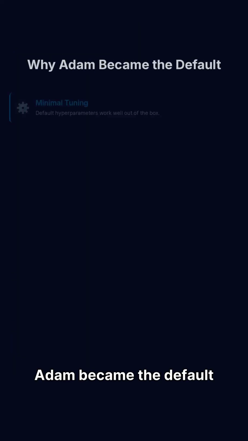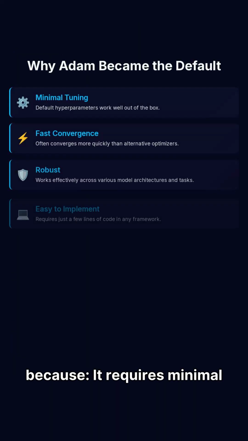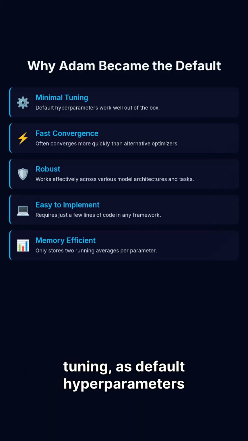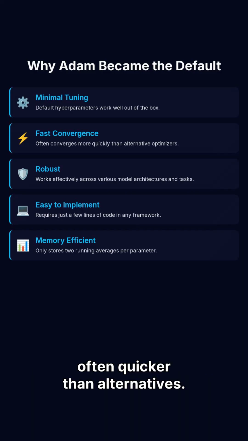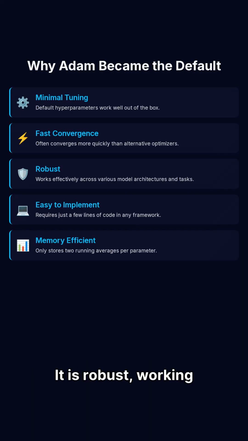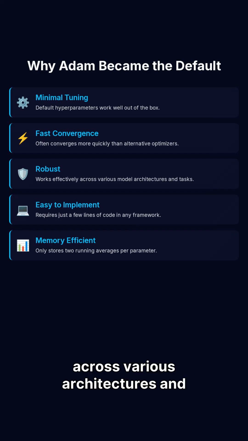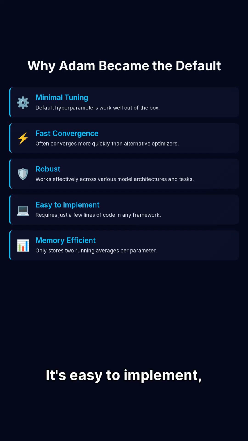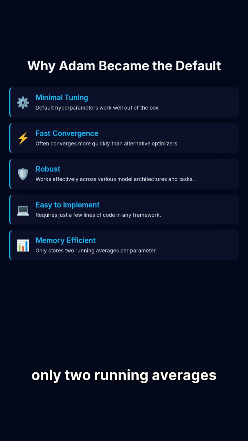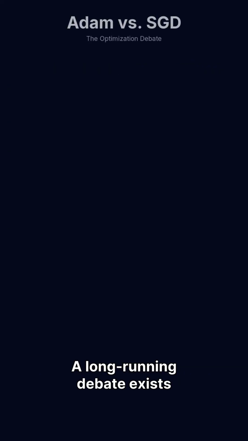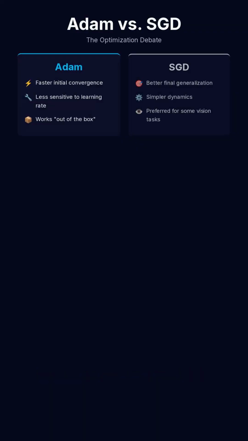Adam became the default because it requires minimal tuning, as default hyperparameters work well. It offers fast convergence, often quicker than alternatives. It is robust, working across various architectures and tasks. It's easy to implement, requiring just a few lines of code, and it's memory efficient, storing only two running averages per parameter.